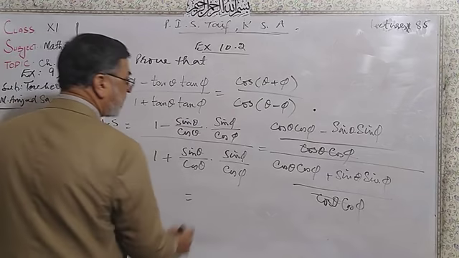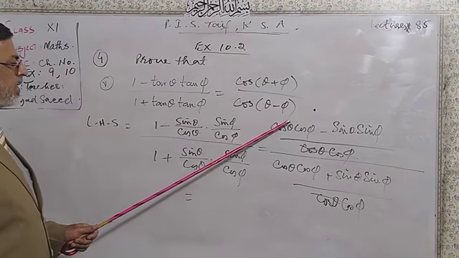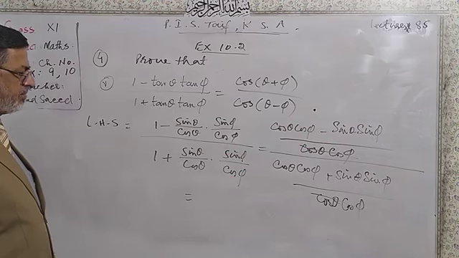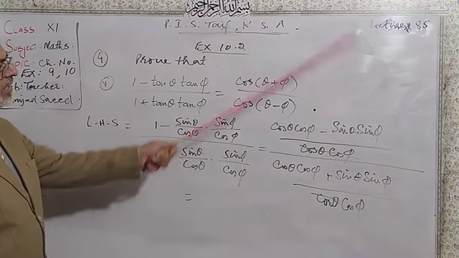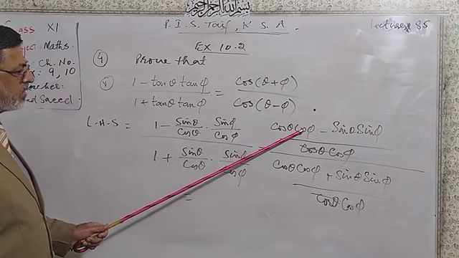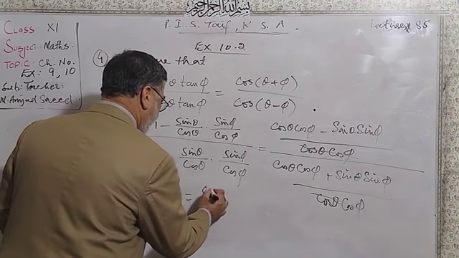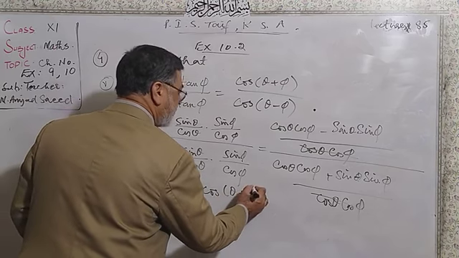Dear students, check this formula. Cos alpha cos beta minus sine alpha sine beta is cos of alpha plus beta. That was our formula which I had written here. And here alpha is theta, beta is phi.